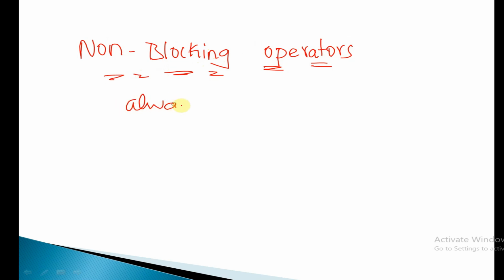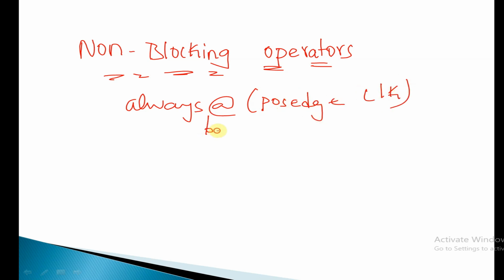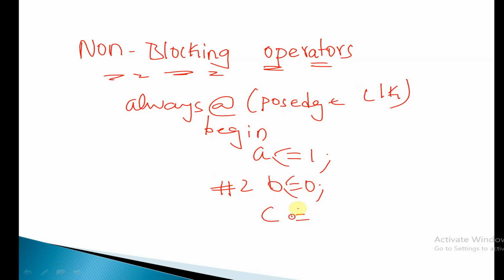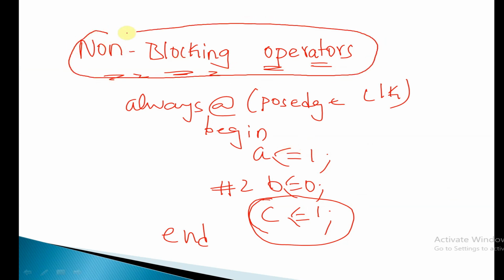Let's say we have always @(posedge clock), begin a <= 1, #2 b <= 0, c <= 1, end. Can anyone tell me at what time c <= 1 will be updated? At what time unit is c = 1 getting executed? Because we are using a non-blocking operator.